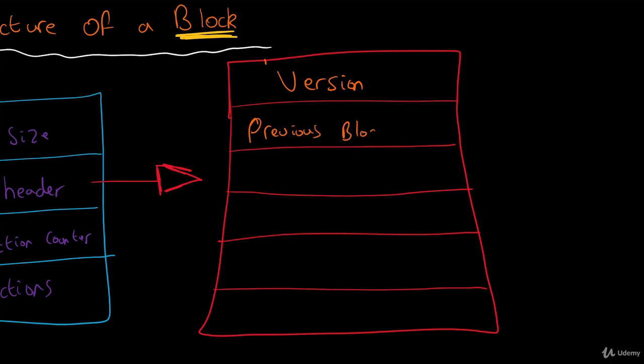Next, we have the previous block hash, and this is just a hash of the entire previous block. This will become a bit more evident exactly what this is in a moment.